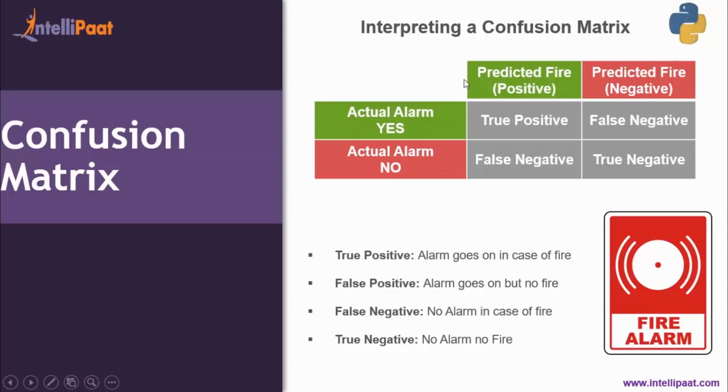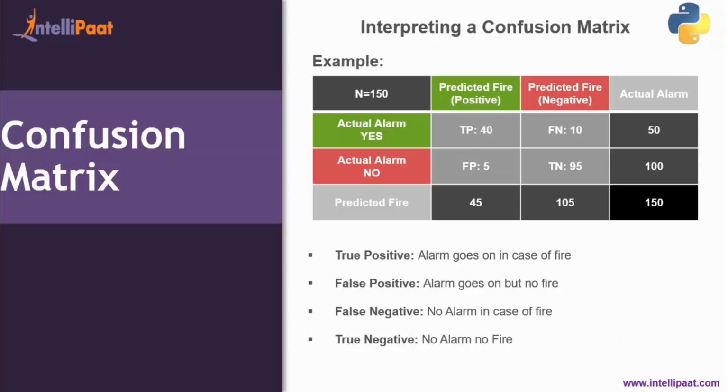So if the alarm goes on in case of fire, it's a true positive event. The alarm goes on and there is no fire, so it's a false positive event. There is no alarm in case of fire, so it's a false negative event. And there is no alarm and there is no fire, then that means it's a true negative event. Okay, so let me explain this example. This should make things clearer to you.